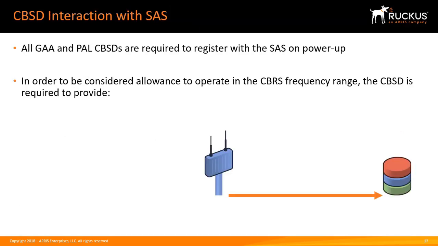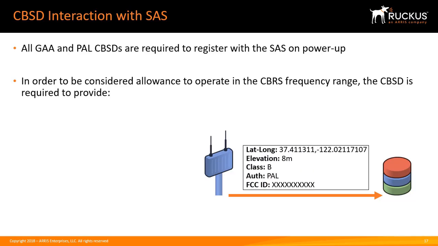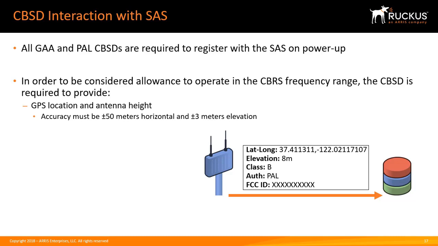When a CBSD powers on, it must register with the SAS before ever transmitting on any CBRS frequency. On power up, the CBSD will send registration information to the SAS that includes GPS location and antenna height. GPS coordination is used to determine exactly where the device is located geographically. These coordinates must be accurate within plus or minus 50 meters horizontally and plus or minus 3 meters in elevation.